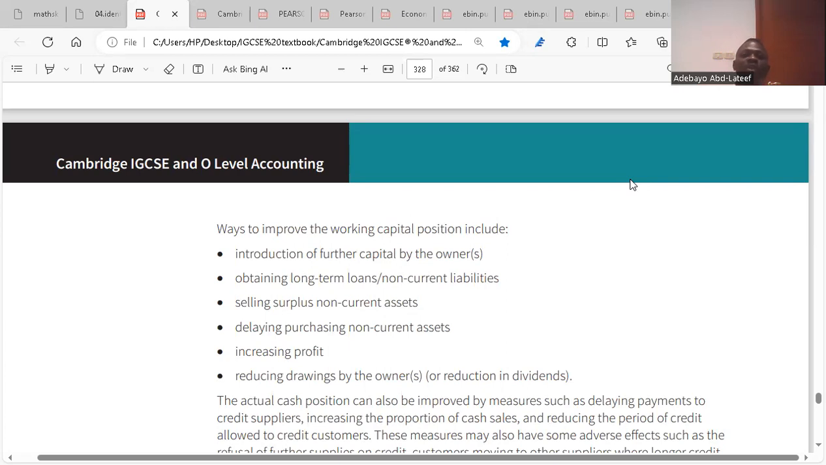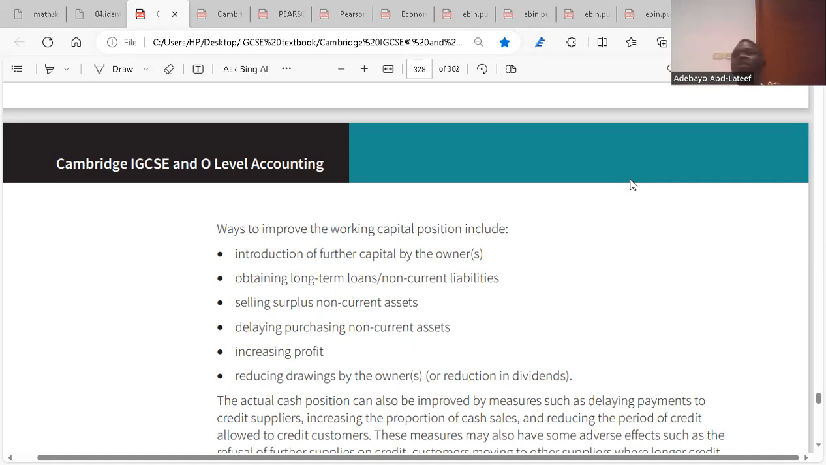The fourth point, you delay purchasing of non-current assets. You cancel or delay buying non-current assets like equipment or machines, because when you buy non-current assets, it takes away cash from you. So you can delay the purchase of non-current assets. So these are the ways in which you can improve your working capital.